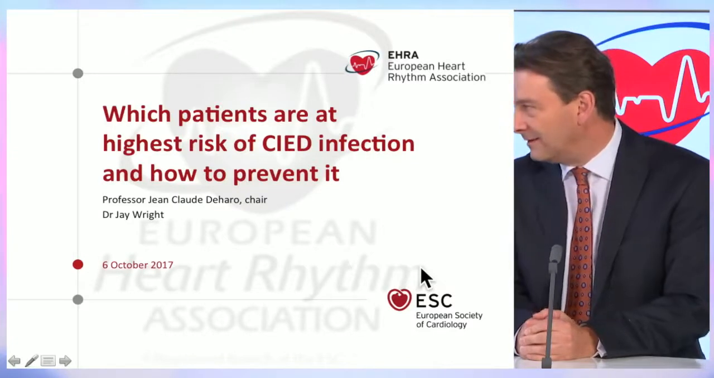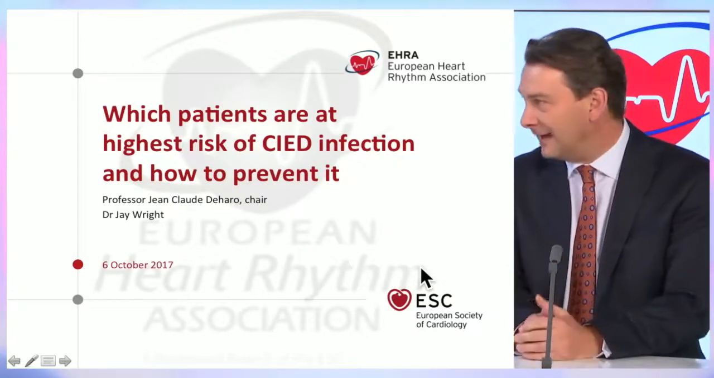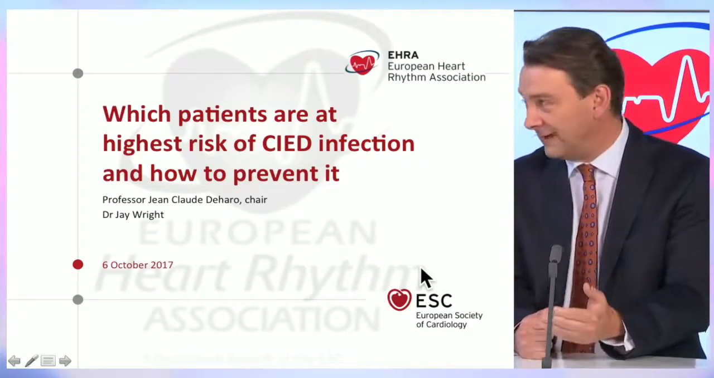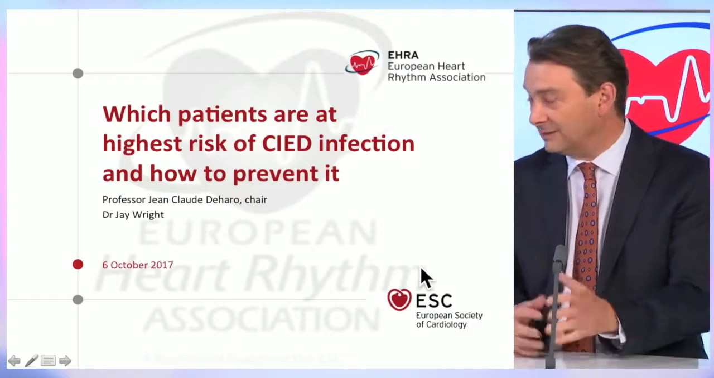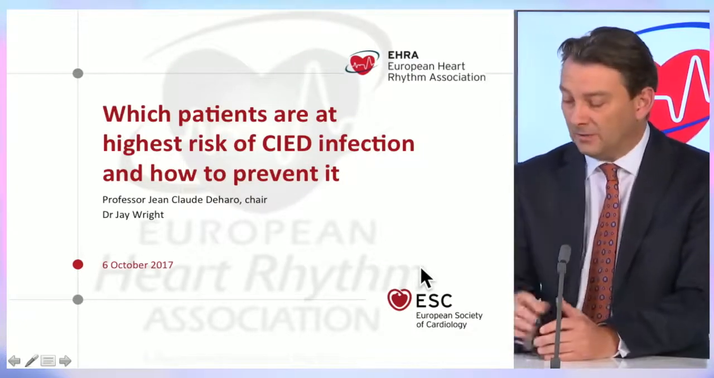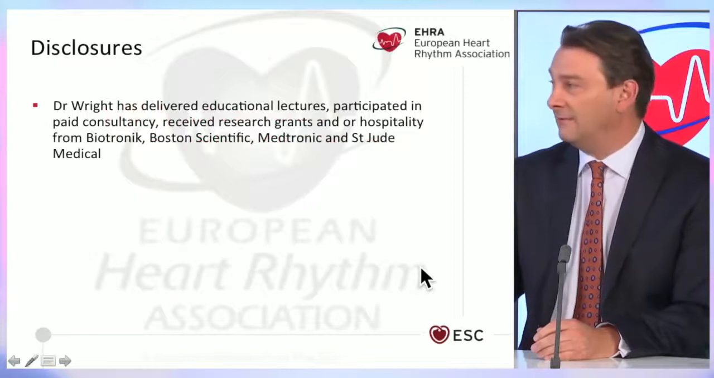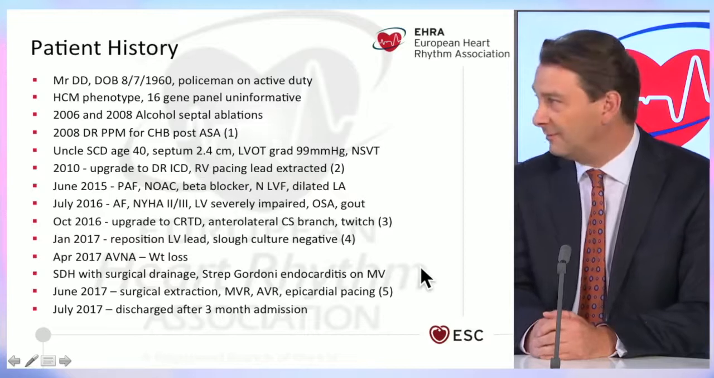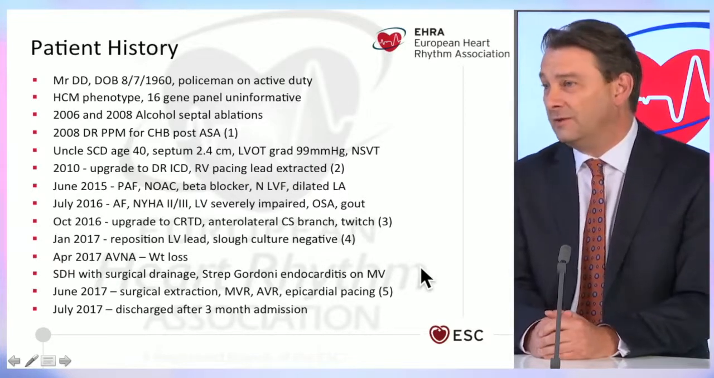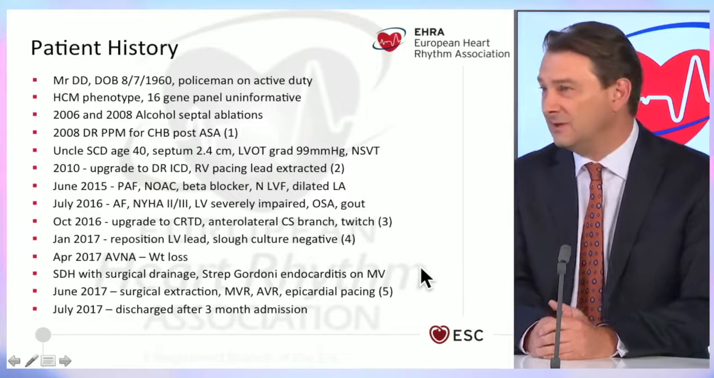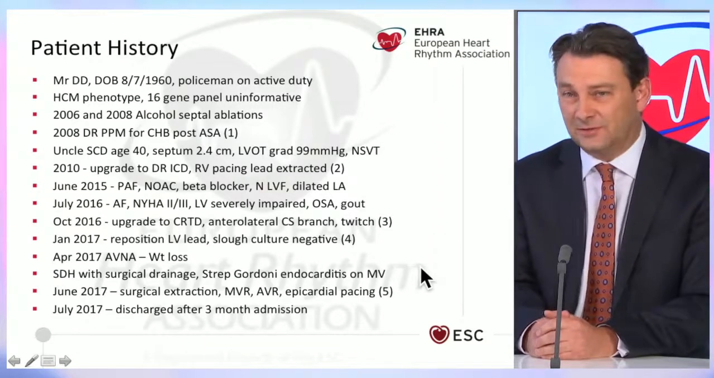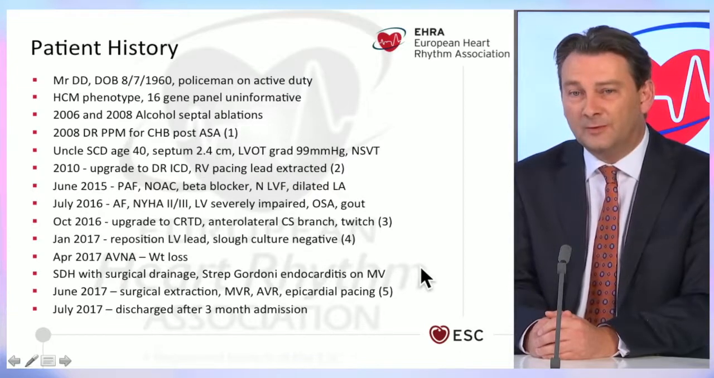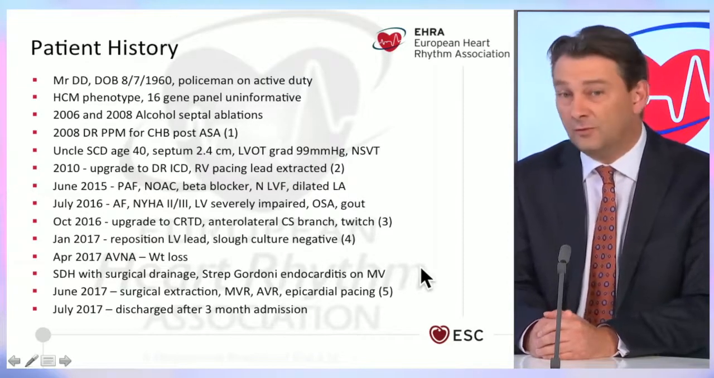Well, thank you, Mauro. You've talked in great depth about the primary implant and all the patient-related factors, the device-related factors, the procedure-related factors, and the surgeon-related factors. So I'm now going to run you through a real-life case. One of my patients who I've known for a very long time, as you will see from this very long list of his procedures. He was born in 1960, so he's currently 57 years old, and I've known him for over a decade. He has phenotypic hypertrophic cardiomyopathy with a 16 gene panel that was uninformative.